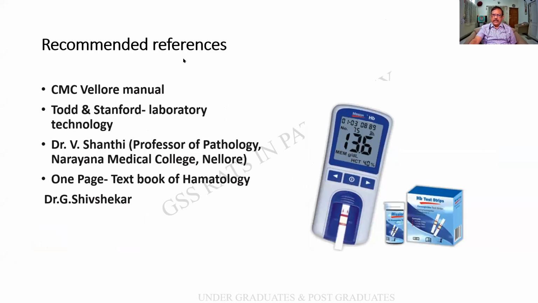And these are some of the recommended references. You people can go to others also if you have got a seminar or other things. CMC Vellore manual. This can be the backbone for all the simple conventional methods. Todd and Sanford Laboratory Technology. It is also somewhat in between the modern and the conventional methods. Dr. V. Shanthi has given a very good narration available on the net. You people can go through it. One page, a textbook on hematology by me, can also be used for referring to the various RBC disorders and the change in hemoglobin.